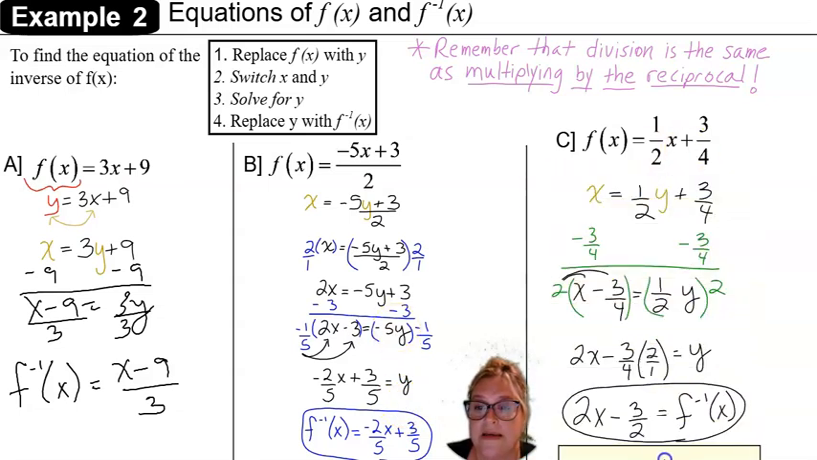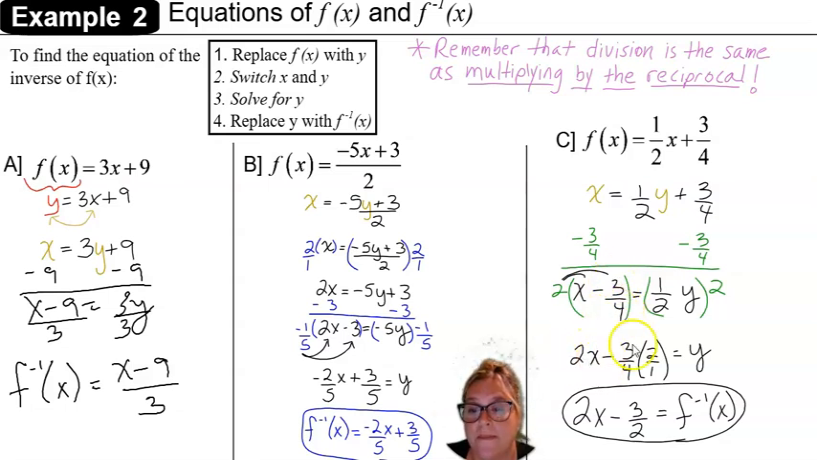In example C, first step was to change that function notation to y equals, and then step 2, we switch the x and the y. Now we want to get the y by itself, so we're going to subtract that constant of 3/4 to the other side, and we have the quantity x minus 3/4 equal to 1/2 y. To get y by itself, we're going to multiply by the reciprocal, which is 2, and then distribute that 2 over the parentheses to each term in the binomial.